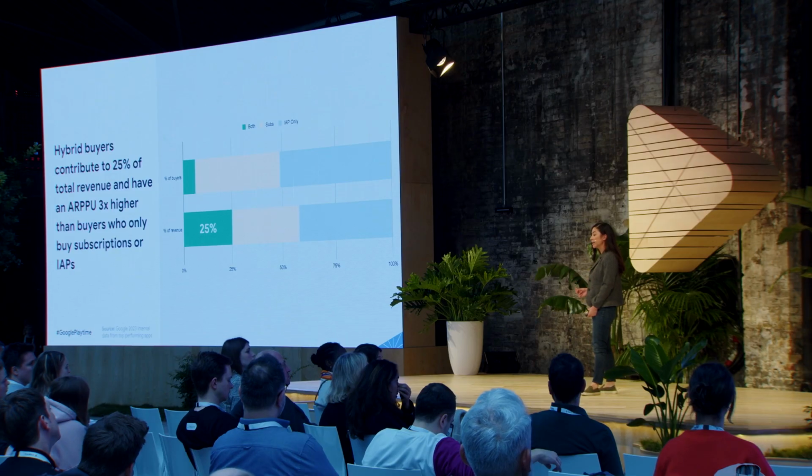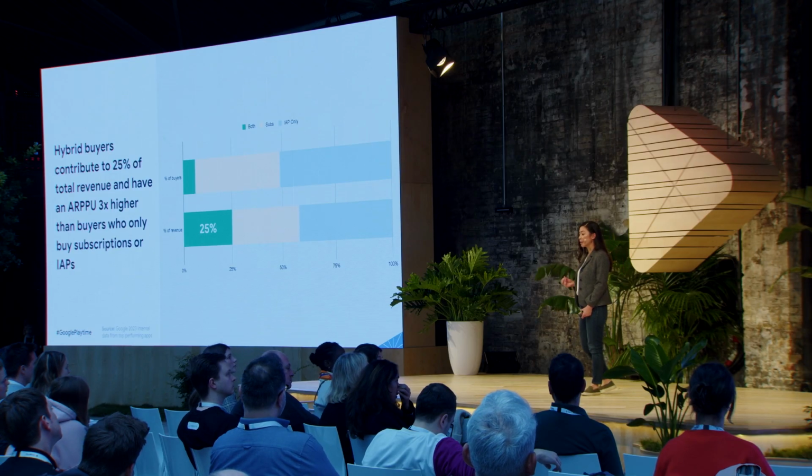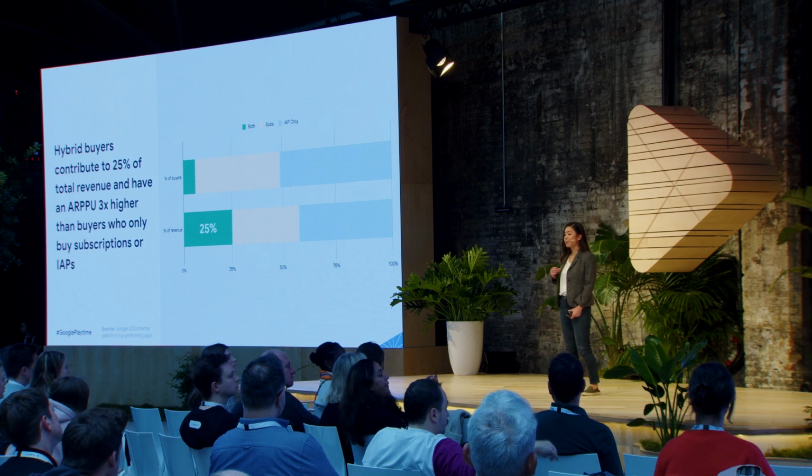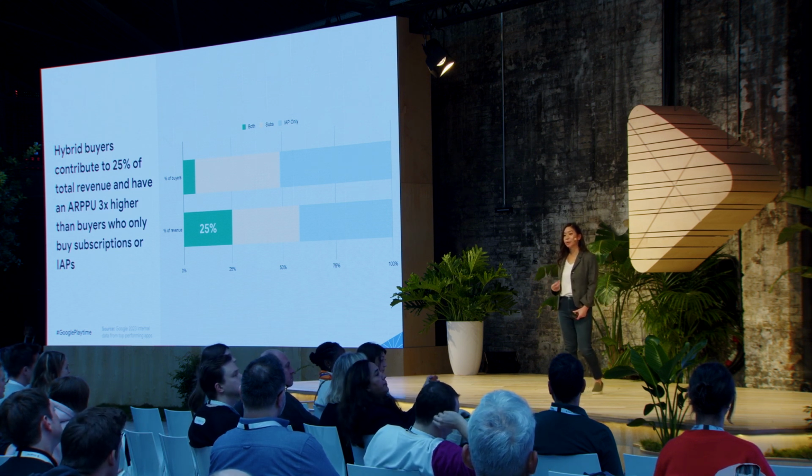Hybrid buyers who buy both contribute to 25% of total revenue. And as Christina mentioned earlier, their average revenue per paying user is almost 3 times that of a buyer who only buys subscriptions or IAPs. Hybrid buyers have high intent, are goal-oriented, and see value in your product. This suggests that buyers will spend more if the option was available to them.